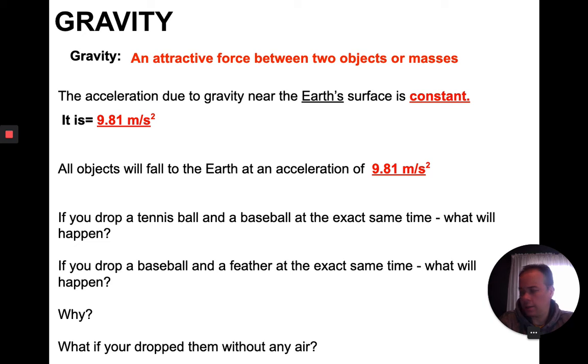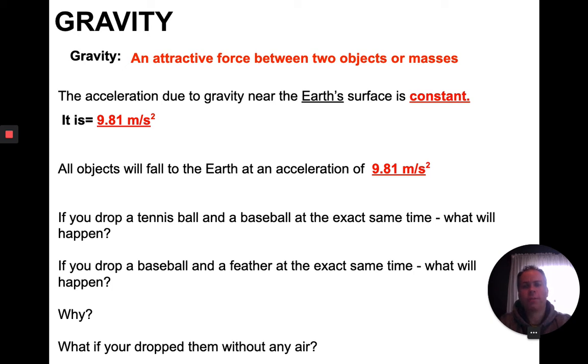If you take an object and you drop it, well, gravity is exerting a force causing my pen to accelerate at a rate of 9.81 meters per second squared. Okay? And that's a constant acceleration. All objects fall to the earth at that same rate.